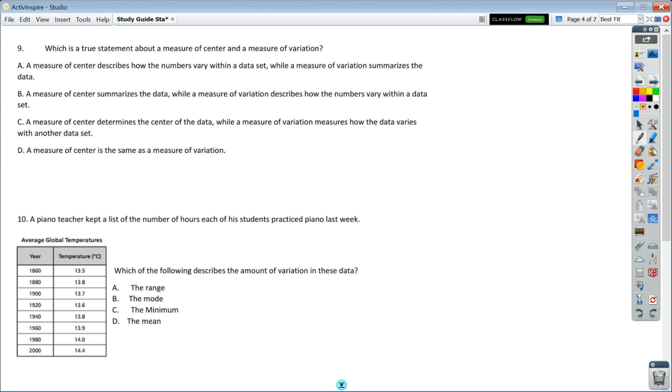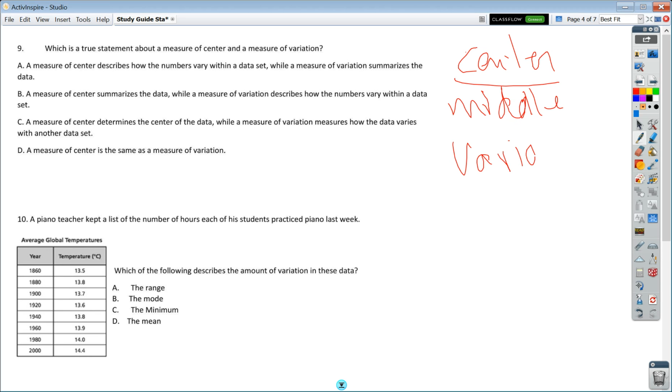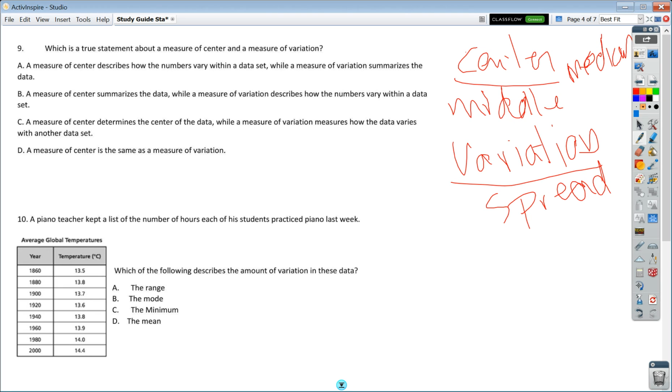Okay, question 9 says, what is a true statement about a measure of center and a measure of variation? So remember, center measures the middle. And variation is how spread out something is, the spread. And the middle would be like the median and the mean. And the spread would be like range and IQR, interquartile range.